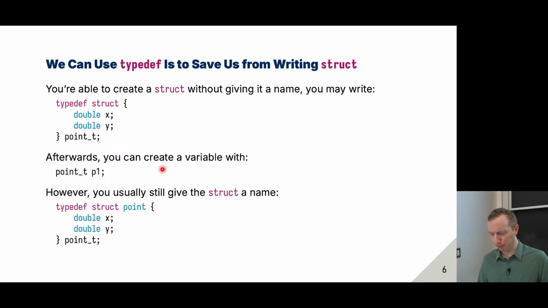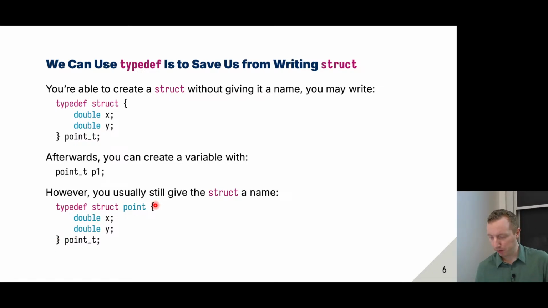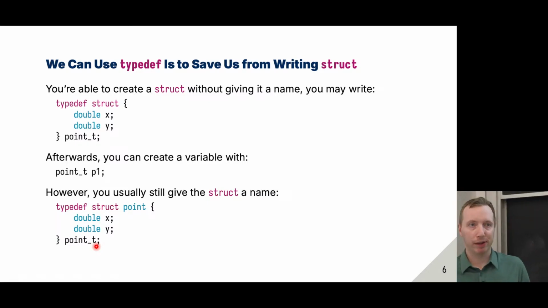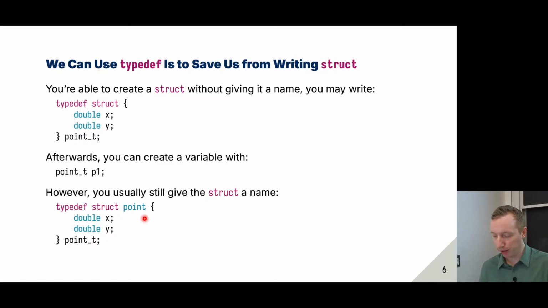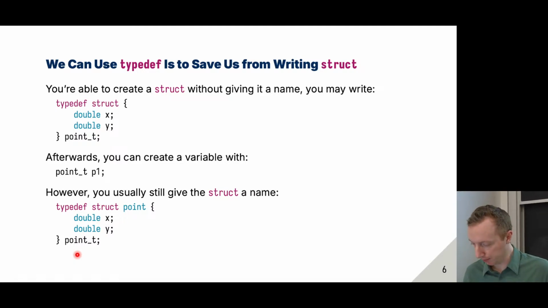But usually, unlike enums, you should still give structs a name. So if I want to do this, I could do typedef struct point, and then give it the curly brackets, give it the x and the y, and then give it the new name point_t. And now I have two names I can use for it. I can use whatever one I want. I could use struct point. If I don't want to type struct, I can use point_t, but both mean the same thing, just have an x and a y.